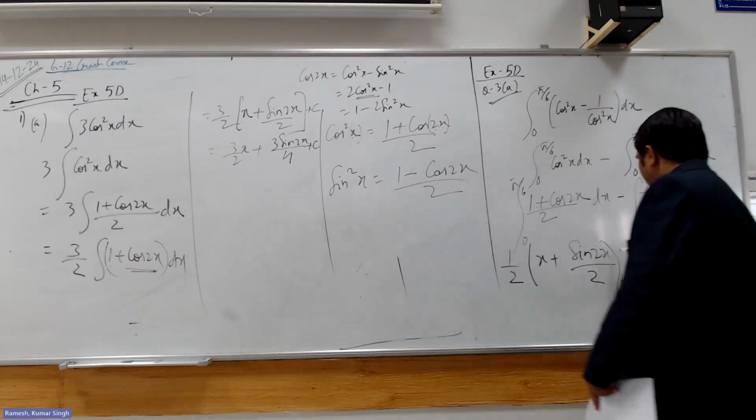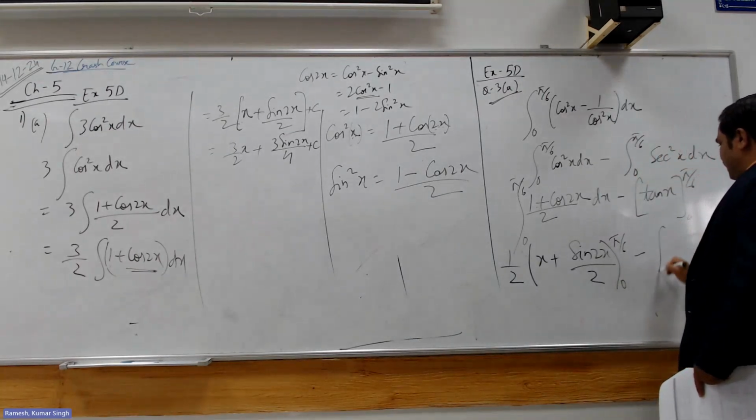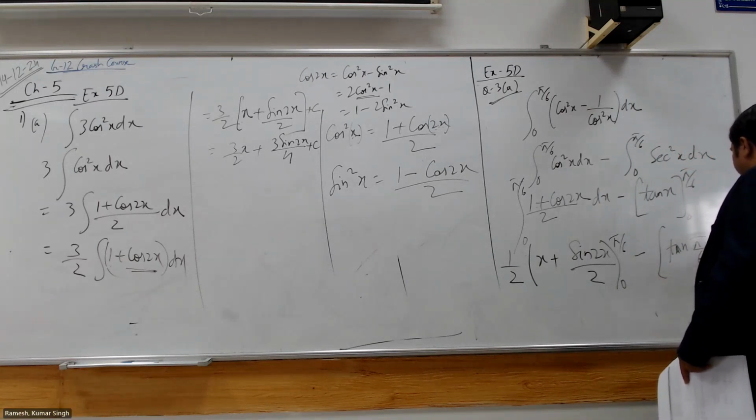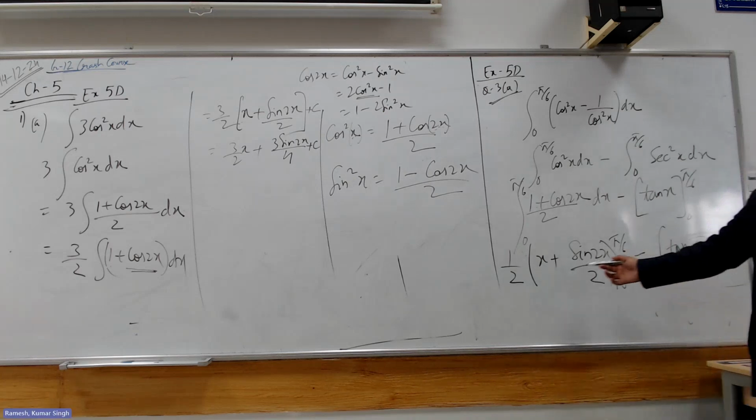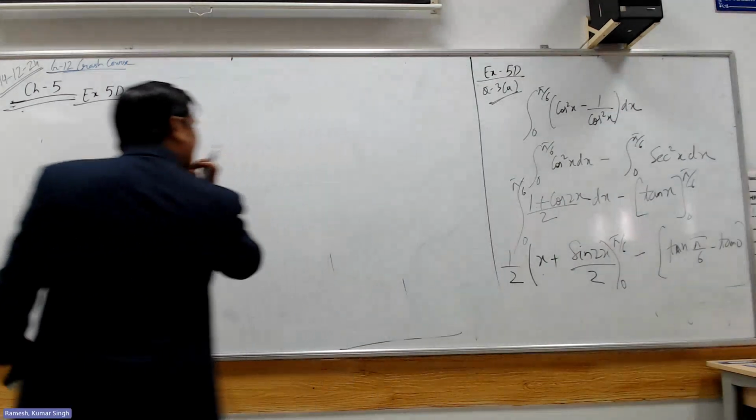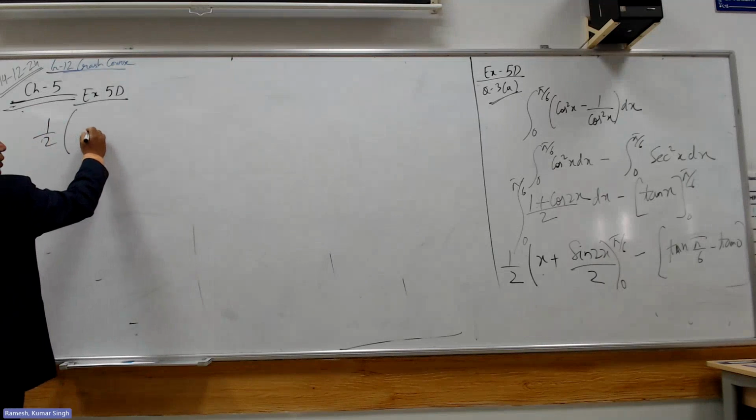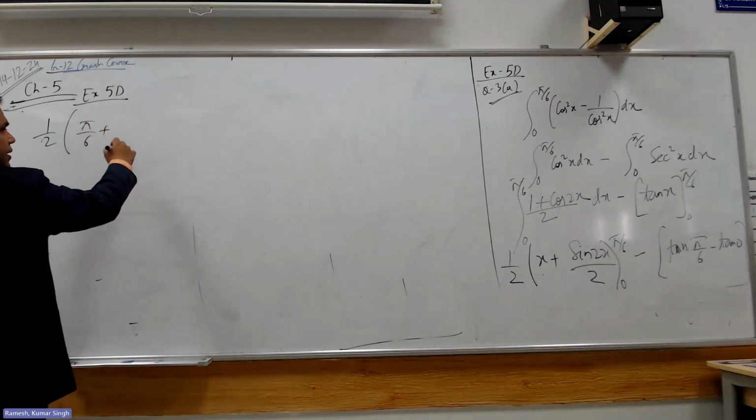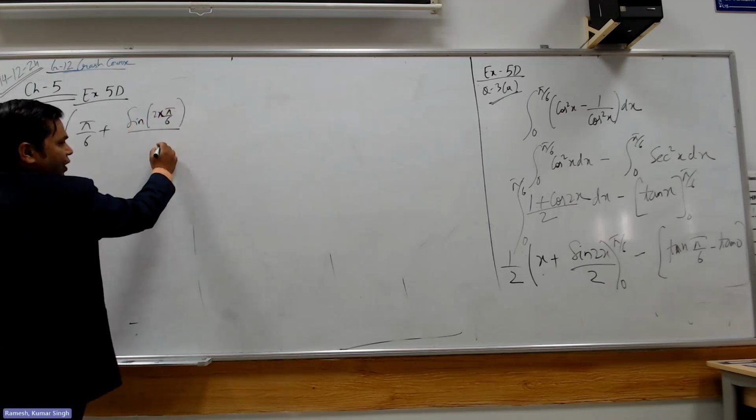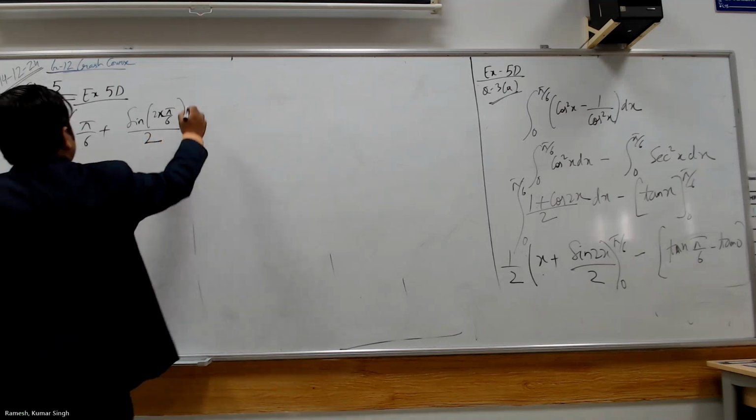Limits are 0 to pi by 6. And here we're going to put the limits: tan pi by 6 minus tan 0. Here we put the limits. Use the calculator. Is that clear? Move on. So the upper limit is going to be 1 over 2 times pi by 6 plus sine 2 times pi by 6 over 2.